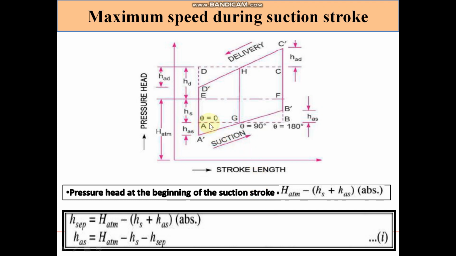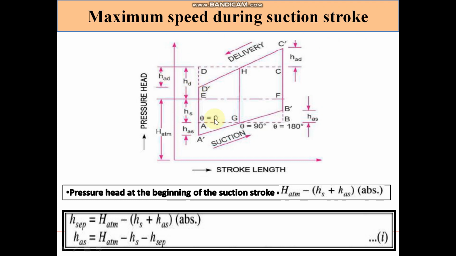This theta equal to 0, 90 and 180 represents the beginning of suction stroke, and theta equal to 180 is the end of the suction stroke. When theta is at 90, then the piston is at the middle of the suction stroke. Similarly, for delivery stroke, at the beginning of delivery stroke theta becomes 0, at middle theta is 90 and at the end theta is 180.